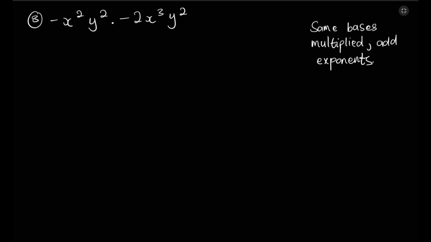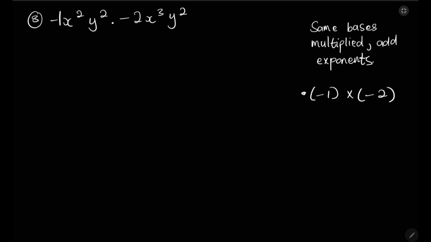Let's try the third example. Let's do negative x squared y squared times negative 2x cubed y squared. We start with our values, right? This is basically negative 1, okay, and negative 2. Let's write our values on the side. We'll say negative 1 times negative 2.